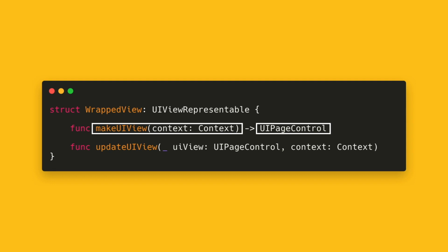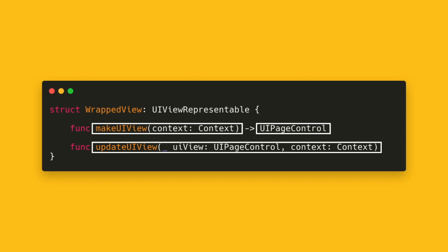And then the next function is our updateUIView. That is where we do any type of updates to our UIKit component that are coming from SwiftUI. So this is a way for SwiftUI to communicate with UIKit any changes that should be reflected in that UIKit component. So makeUIView and updateUIView are some of the more common functions that we'll be using when we are creating a UIViewRepresentable.